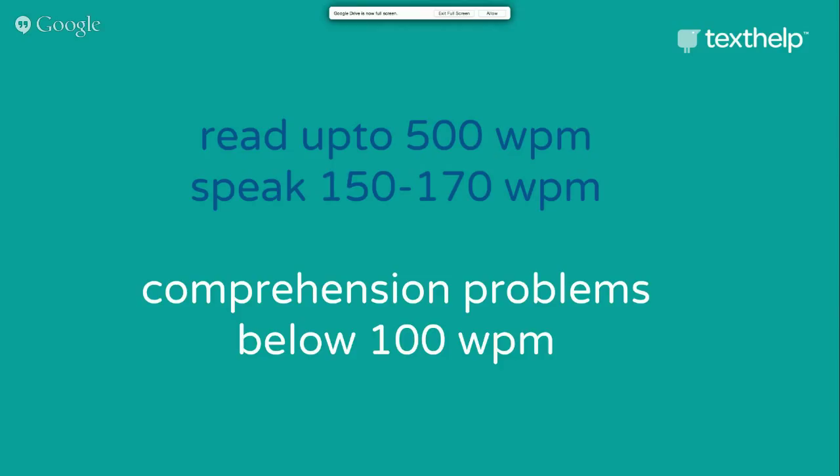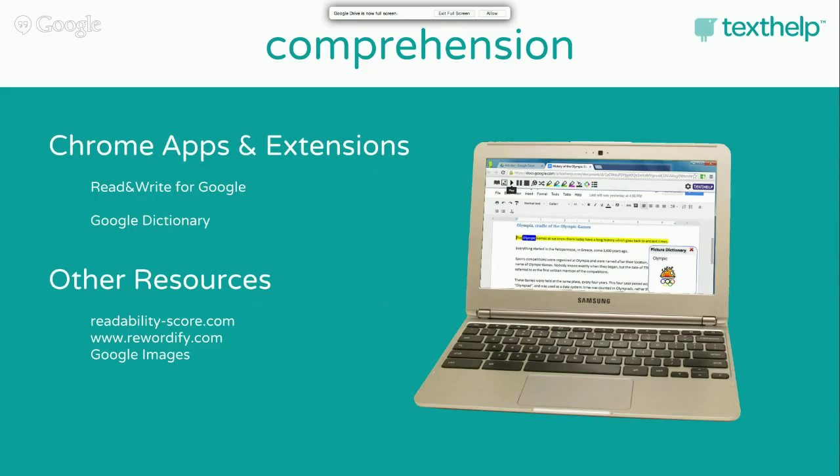We know that when students read below 100 words per minute, there are comprehension problems because you're so focused on decoding, you're reading at such a slow rate that you can't comprehend, you don't get the total picture of what you're reading. So whatever we use, my rule of thumb is that I get my text-to-speech on my device reading at the same rate as people would normally speak at, somewhere between 150 to 170 words per minute. So, speaking of comprehension, comprehension is an issue for lots of our students.